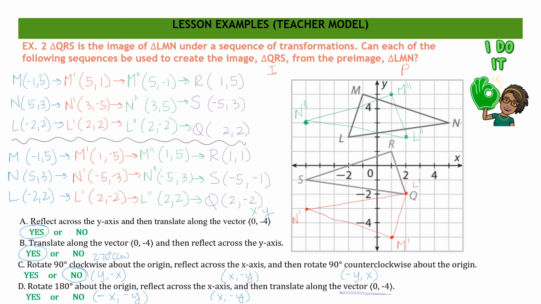So let's see what I get. R, is R at 1, 1? Well, it sure is. There we go. That's R, 1, 1. S, is that negative 5, negative 1? It sure is. There it is. And then Q, is that 2, negative 2? Well, it sure is. 2, negative 2 is here. So is this a sequence that maps the pre-image onto its image? Well, yes, it is. And that is example 2, ladies and gentlemen.